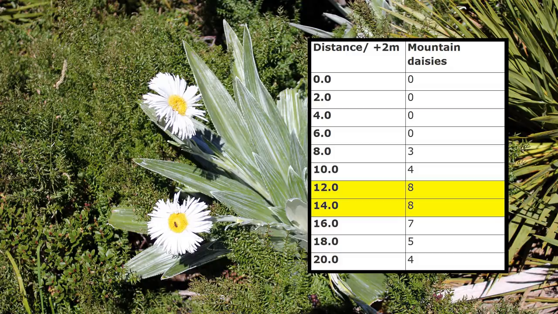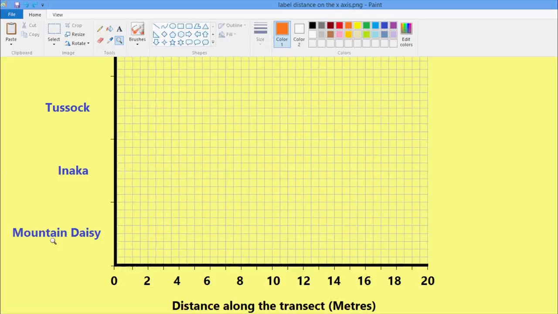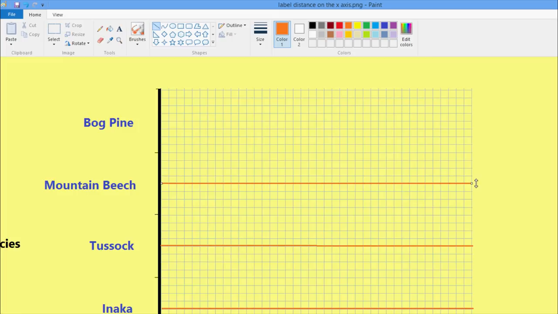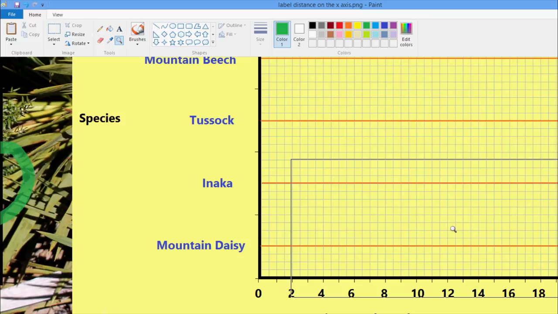I will base my scale on the frequency of the dominant species present along the transect. Mountain daisies were the most common species in the transect, with 8 specimens being found at one point, so I will make each row 8 centimeters wide. In the center of each row, draw a line. If there were 8 mountain daisies at a particular survey point, after dividing this figure in half, there are 4 mountain daisies which I'll plot on either side of the center line. Overall, this will add up to 8 plants.